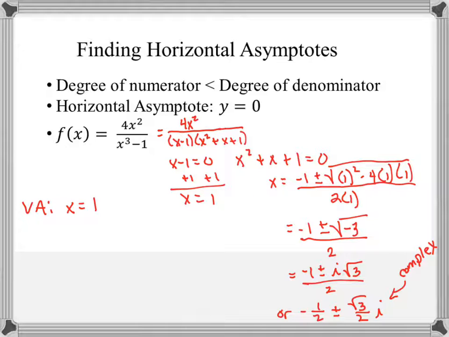Finding our horizontal asymptote, well, the degree of our original numerator was 2. The degree of the denominator was 3. So the degree of the numerator is less than the degree of the denominator. That means our horizontal asymptote is y equals 0.